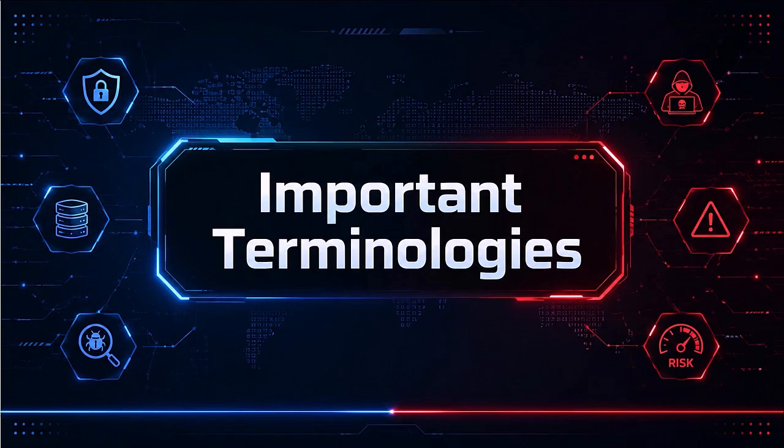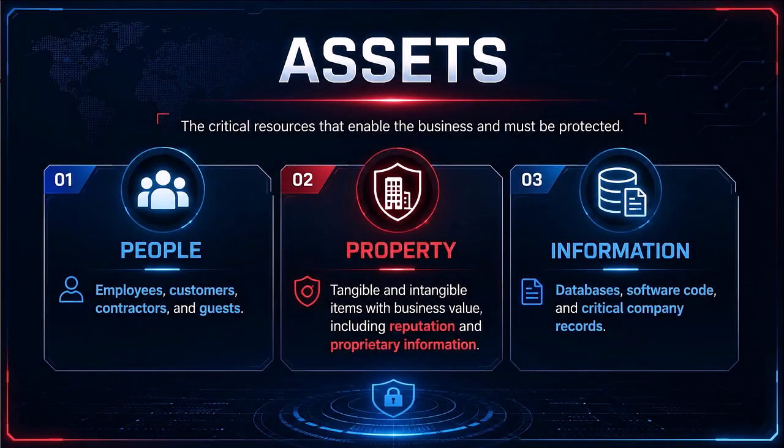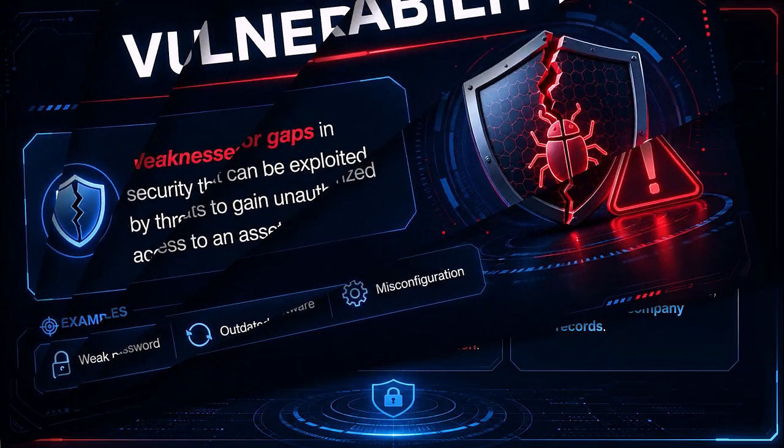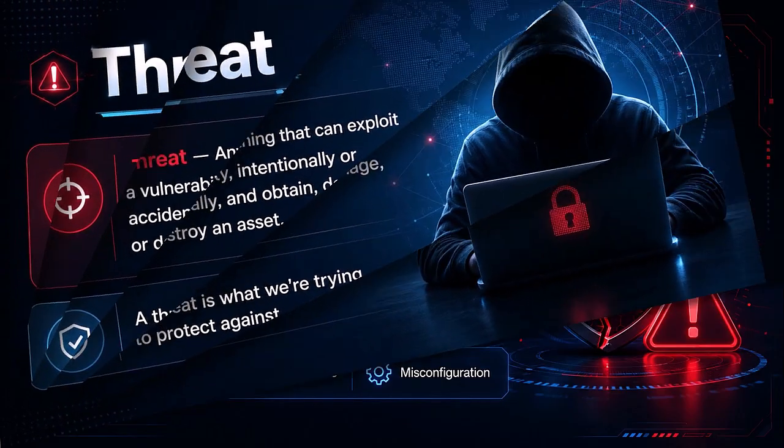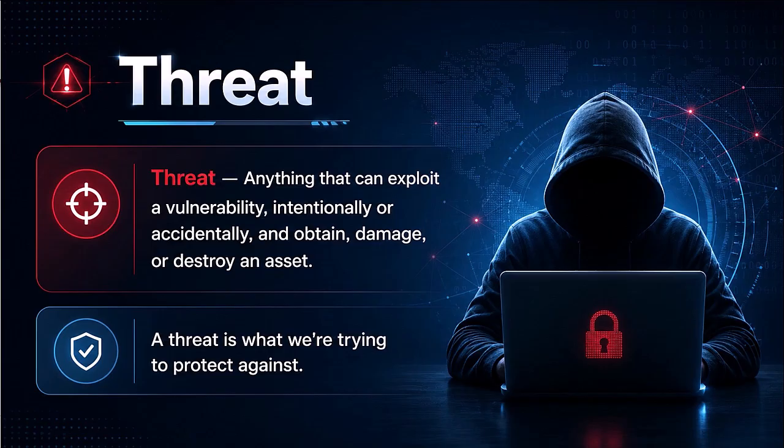Before we get hands-on, we need to establish a shared vocabulary. First, assets. These are the people, property, and information that enable a business to function and must be protected. Second, vulnerabilities. These are the actual weaknesses or gaps in security that can be exploited. Third, threats. This is anything that can exploit a vulnerability to damage or destroy an asset. It's what we protect against.